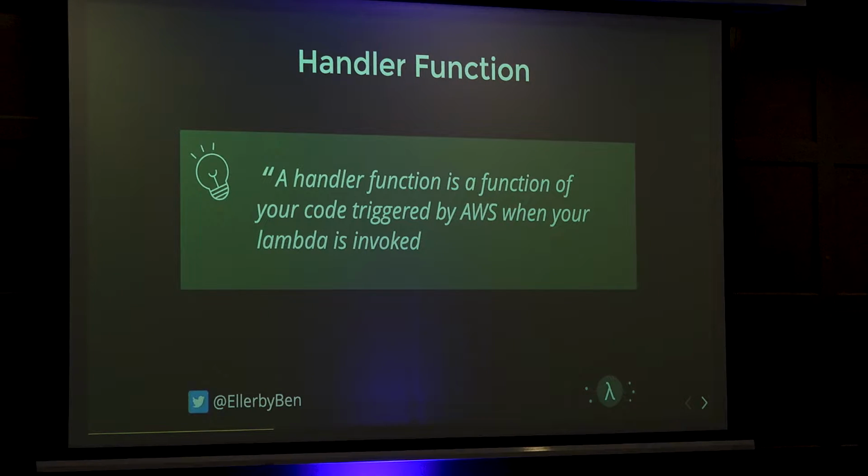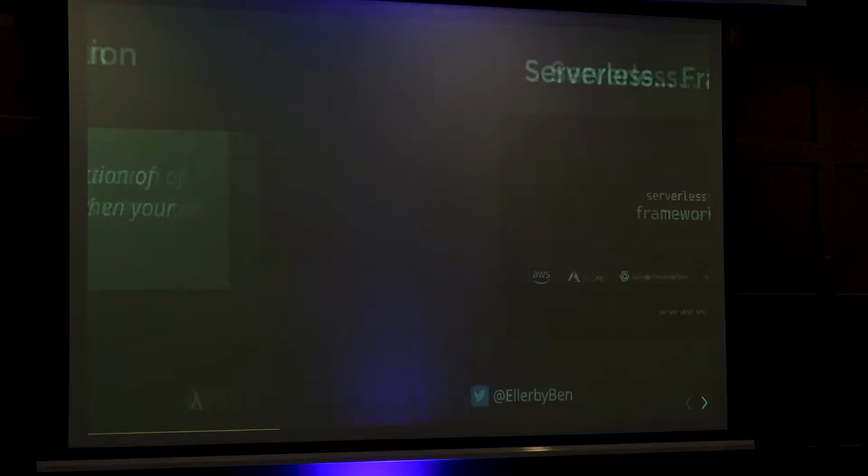So we have a handler function that takes an event and a context, and then it can return a response. The handler function is triggered by AWS whenever the triggering event comes in. With API Gateway, that's often a GET, POST, or PUT HTTP request.